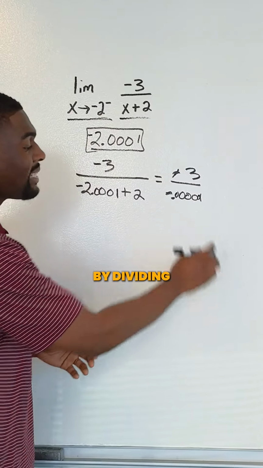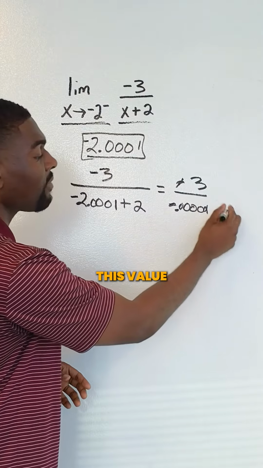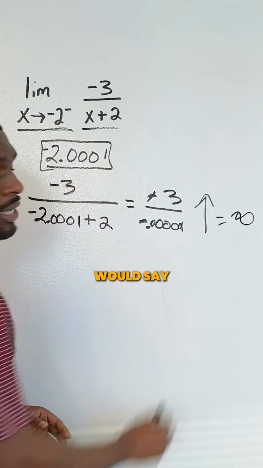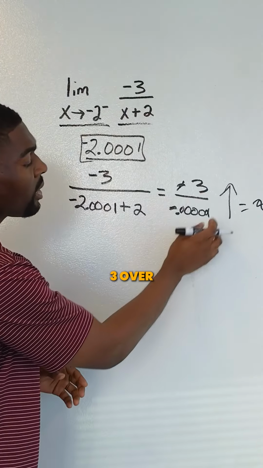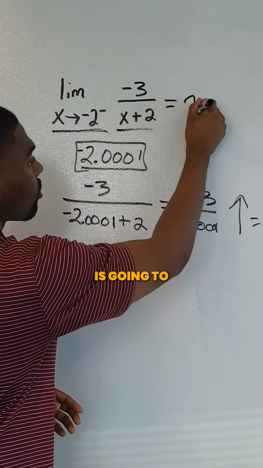We know that by dividing by a really small number, that's going to make this value jump up into infinity, some would say. So these problems can be a little bit abstract, but because we have 3 over a really small number, we know the answer to this limit is going to be infinity.